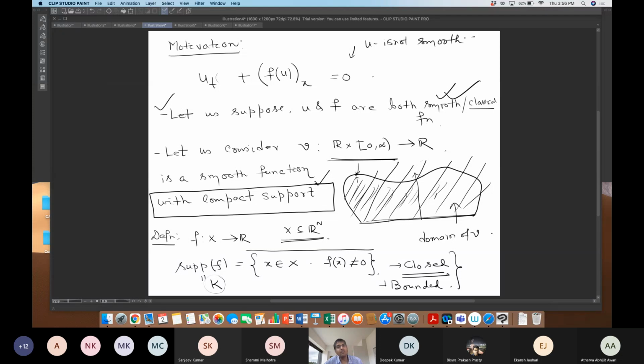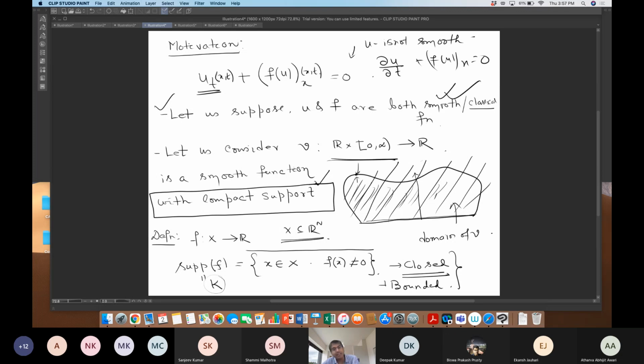Not even continuous. Then how can I write the derivative ∂u/∂t plus the derivative of f(u) with respect to x equal to 0? This I cannot write in a pointwise sense. You can understand this is not a meaning of pointwise sense.